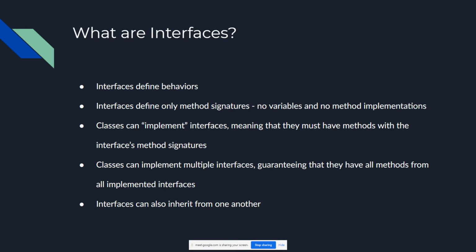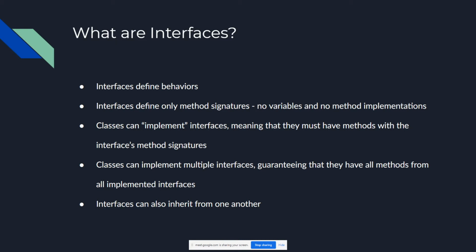And then, after defining an interface, classes can implement that interface. Implement is a keyword here, and it's actually what you type when you're coding. What it means is that if you have some class that implements an interface, that class must have methods built out from the interface's method signatures.